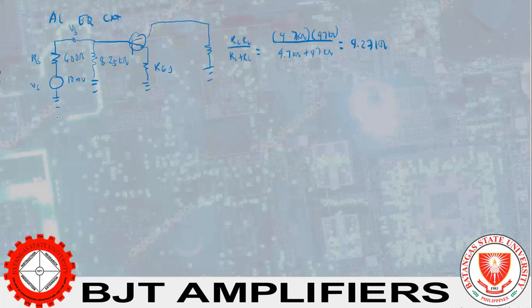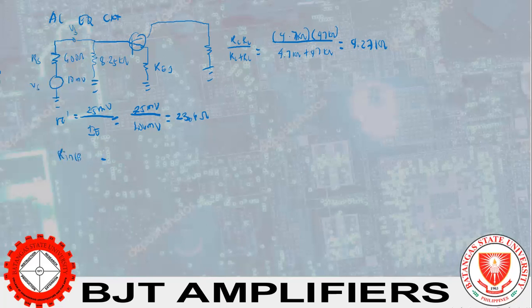So, kuhanin muna natin si RE prime, which is 25 mV over IE. So, nag-connect na si AC and si DC. So, we have 25 mV over 1.06 milliamperes. So, equals to 23.6 ohms. Yan. Okay. So, R in tot, since may R in base na tayo. Wala pa pala tayong R in base. So, R in base muna kuhanin natin.